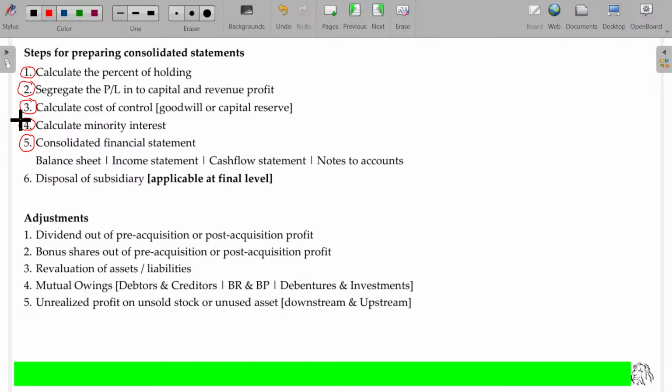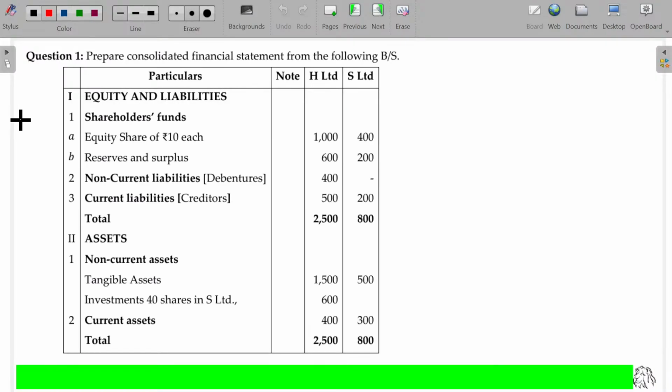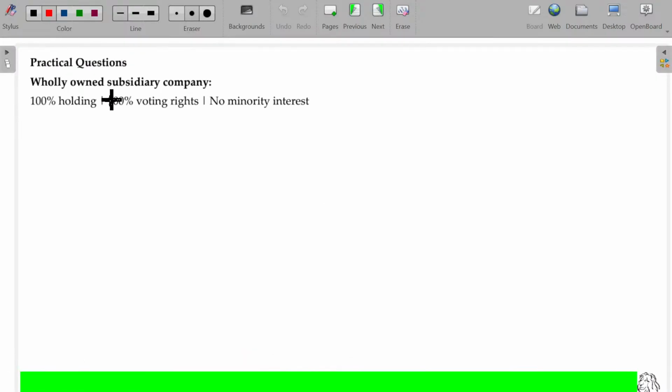If you don't have any adjustment, how will the illustration be? We will start with that. Illustration seems to be very easy now. Let's start with a basic illustration. Practical question: wholly owned subsidiary company. Wholly owned subsidiary company means H company holds 100% shares in the subsidiary company. No minority interest exists. 100% holding or 100% voting rights, then we have minority interest nil. Okay.